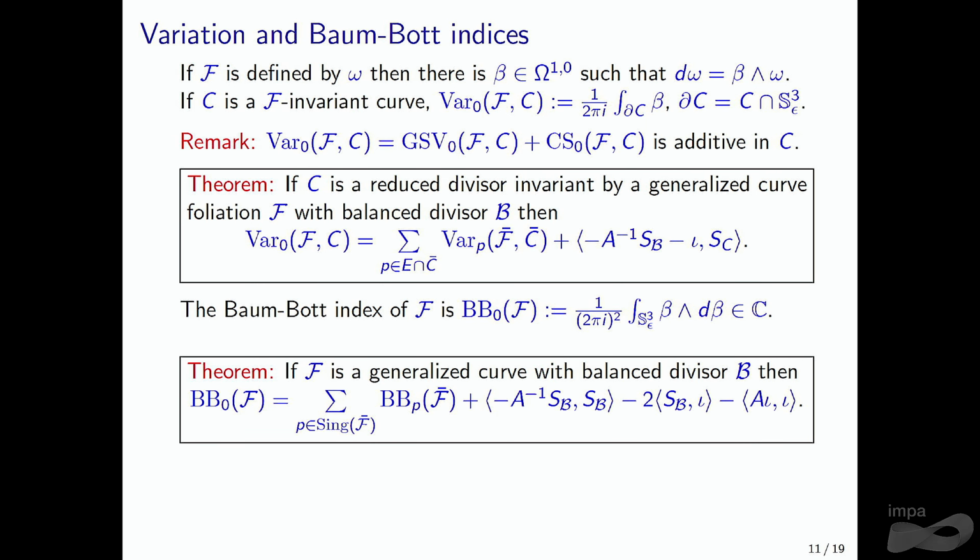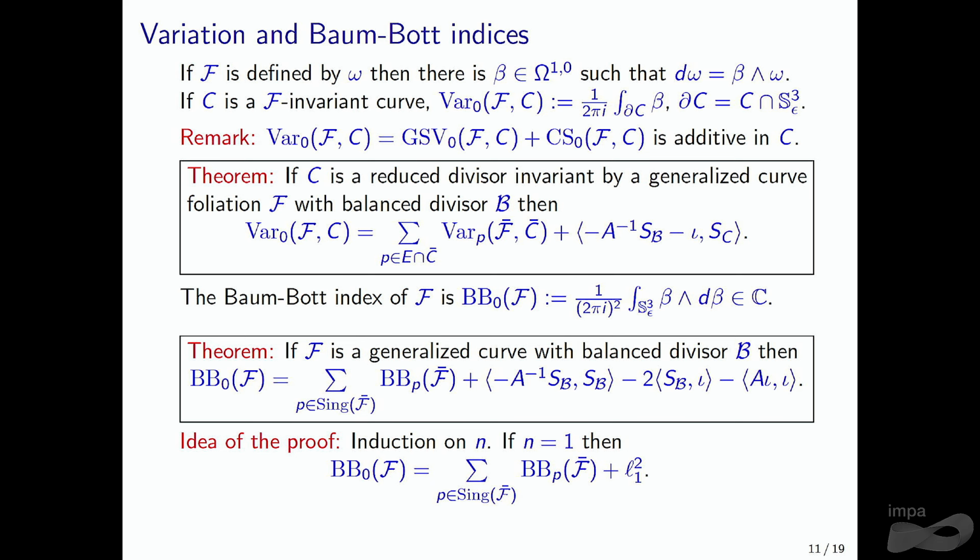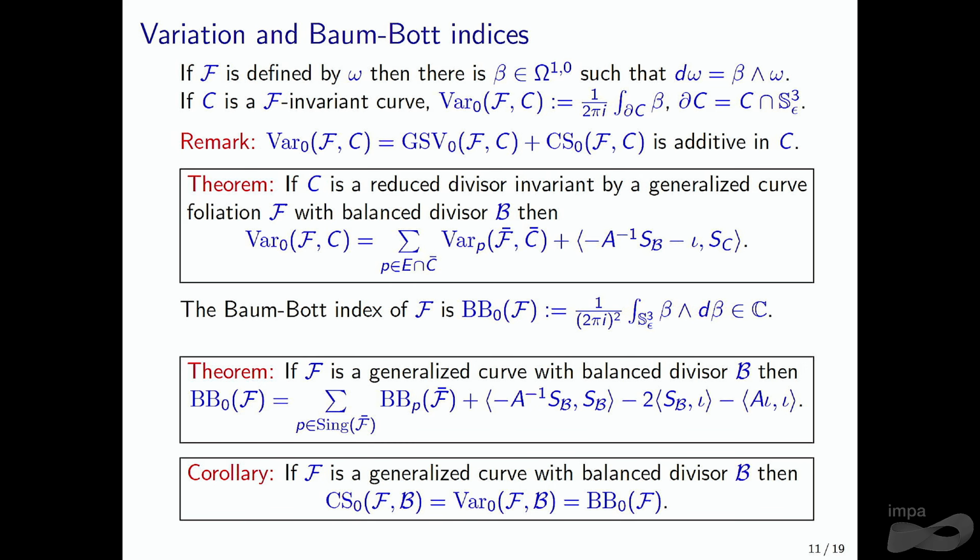And the formula for the Baum-Bott index before reduction is the sum of the Baum-Bott indices after reduction, which can be computed as trace square over determinant, plus this integer. And the idea of the proof is, for any one, to relate what happens before and after one blow up. And the discrepancy L1 square is the difference between the two things.